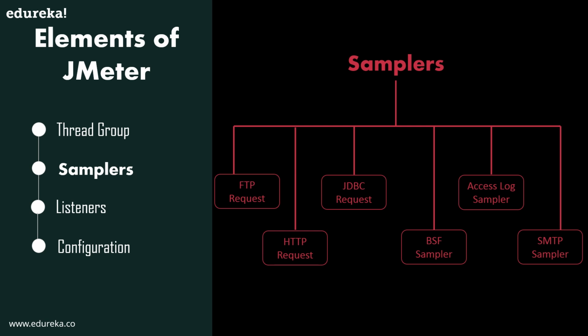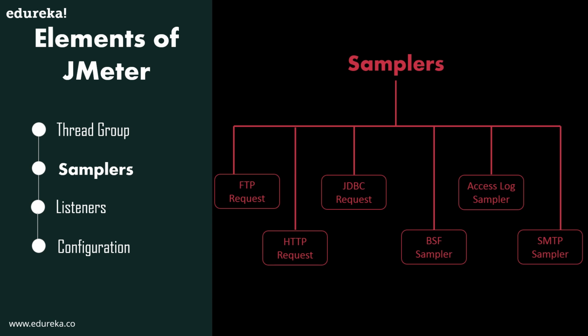The next element is the samplers. As we know already, JMeter supports testing HTTP, FTP, JDBC and many other protocols. We know that thread groups simulate user requests to the server. But how does a thread group know which type of request it needs to make? The answer is samplers. The user request could be an FTP request, HTTP request, JDBC request, etc.